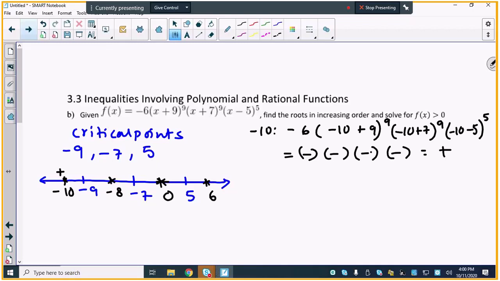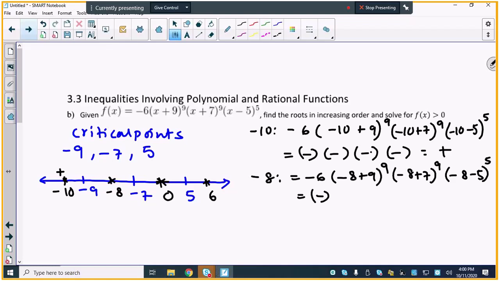Then I do it for negative 8. The same work. I get negative 6 times negative 8 plus 9 to the power 9, negative 8 plus 7 to the power 9, negative 8 minus 5 to the power 5. Now see, you get negative 8 plus 9 is positive, to the power 9 is positive. Negative 8 plus 7 is negative, negative to the power odd is negative. Negative 8 minus 5 is negative, negative to the power odd is negative. So I have 3 negative, 1 positive. The product will be negative.